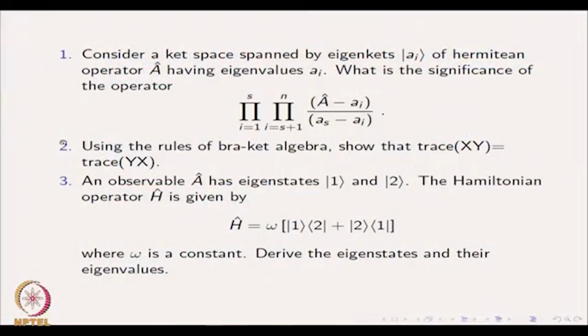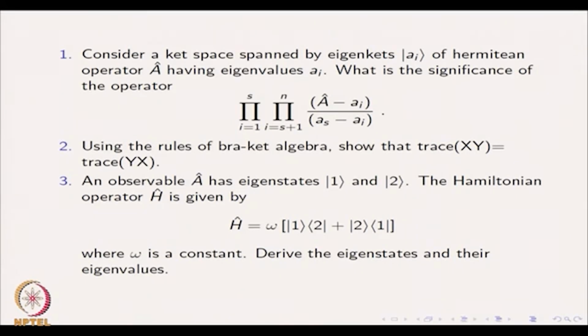So, the first problem is... you will see after the result that this particular operator which is given to you, product of (A minus a_i) upon (a_s minus a_i), is a special operator. After solving this, you will come to know what I am talking about.